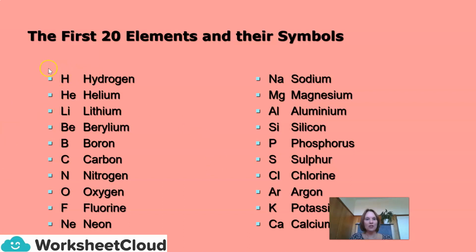So we've got hydrogen, helium, lithium, beryllium, boron, carbon, nitrogen, oxygen, fluorine, neon. Okay, first 10. Then we get sodium, magnesium, aluminium, silicon, phosphorus, sulfur, chlorine, argon, potassium, and calcium. And you're probably sitting there thinking, how on earth am I going to remember this? I'm going to show you easy ways.